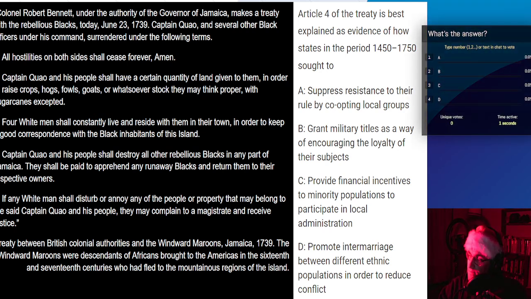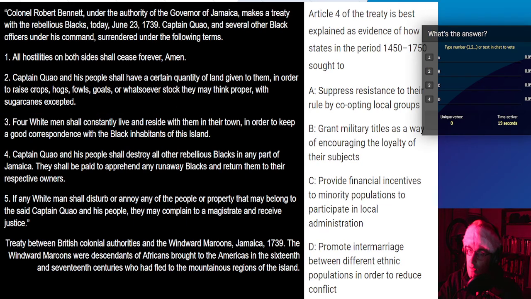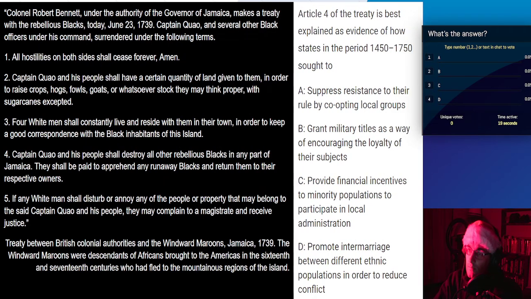We'll reset it. So here we got another example of the Maroons, right? Those groups that we were talking about. Here we have an example of that treaty they were talking about. Oh, I see the screen's a little bit out of the page. We've got to fix that. Gonna shrink that a little bit. There we go. Awesome.